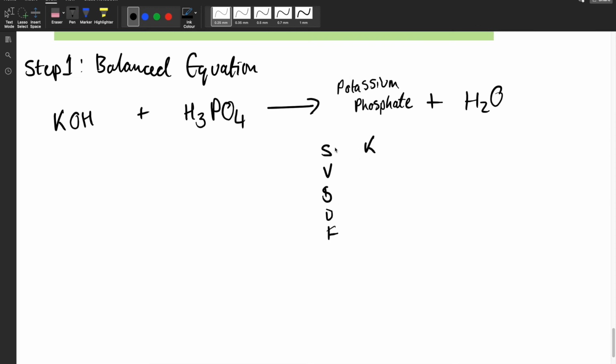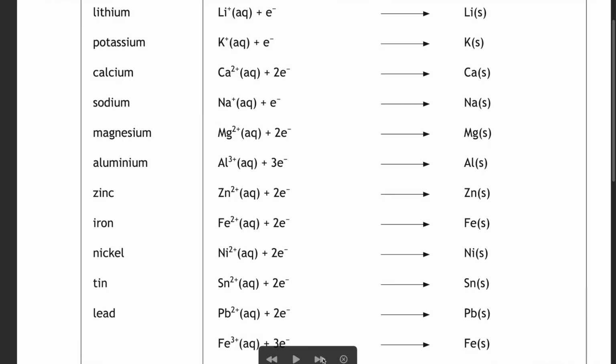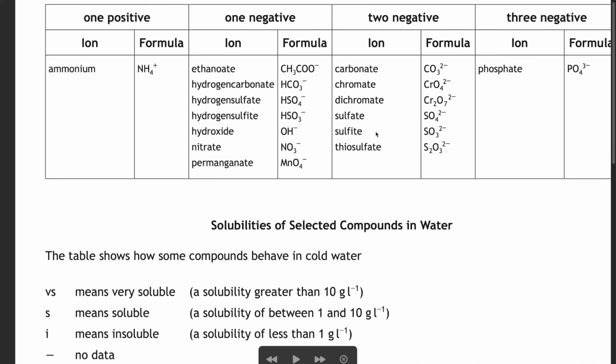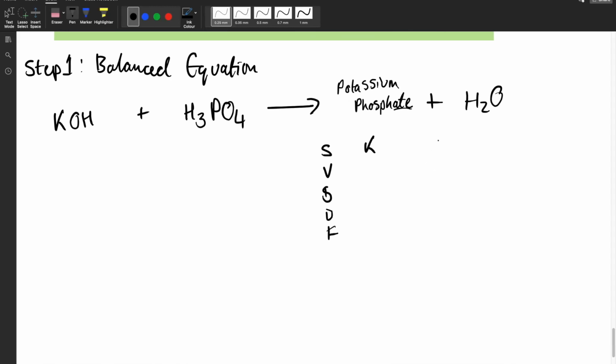Potassium is K, S for symbol, K. Now phosphate ends in 8, so it's on page 8 of your data booklet, so let's go find that. Oh, that was it there actually. So where is phosphate here? This is phosphate over here, so it's PO4 3 minus for phosphate. Potassium, we know the valency is 1. Phosphate, we know the valency is 3 because of that charge there. You swap them, so it's 3 and 1. You can't divide that, so it stays as 3 and 1. And in the end, it would be K3PO4.